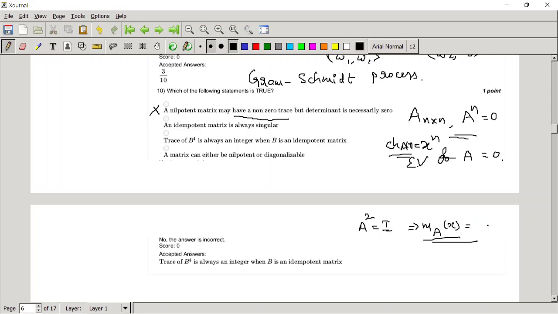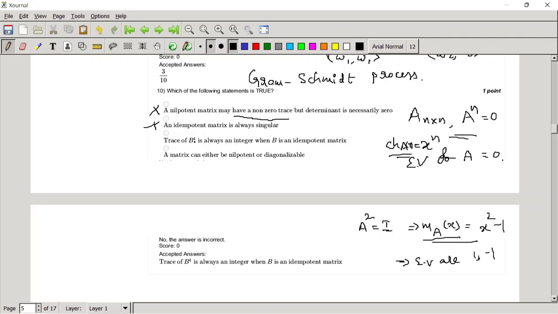So from this we can see the minimal polynomial is x square minus 1. That means the eigenvalues are 1 and minus 1. So the determinant of that matrix can always be plus or minus 1, because the eigenvalues are these two, but they can be repeated, like 1 can be repeated 2 times and minus 1 can be repeated 3 times. That depends upon the order of the matrix. But for whatever the order of the matrix, the determinant is always plus or minus 1. Here they are saying it is always singular, but it can never be singular, because the determinant can never be equal to 0.